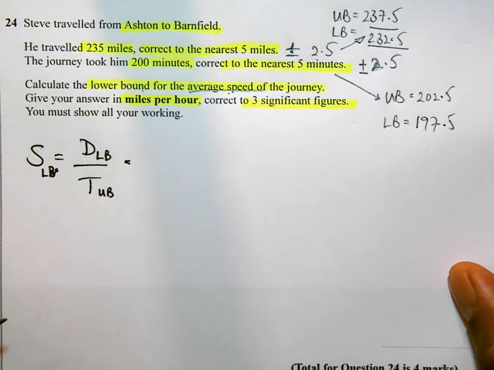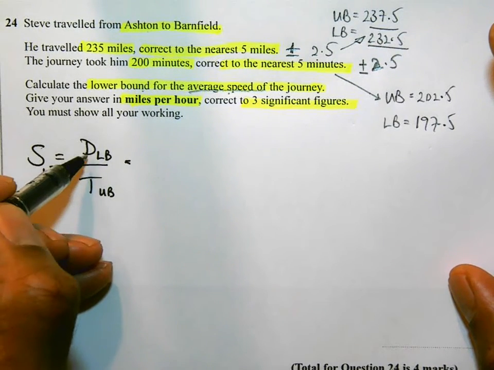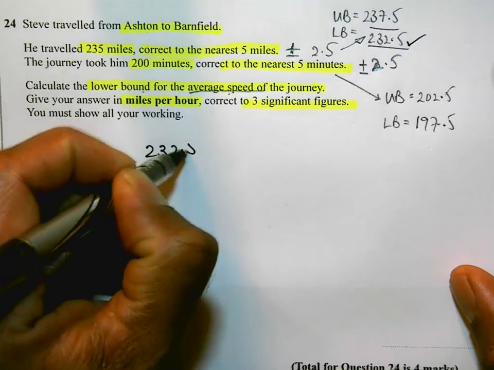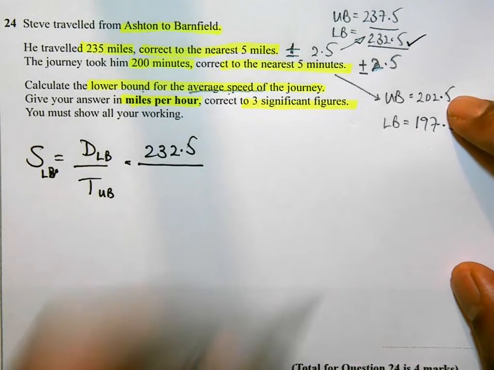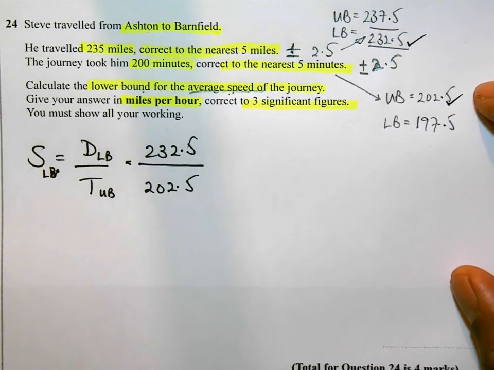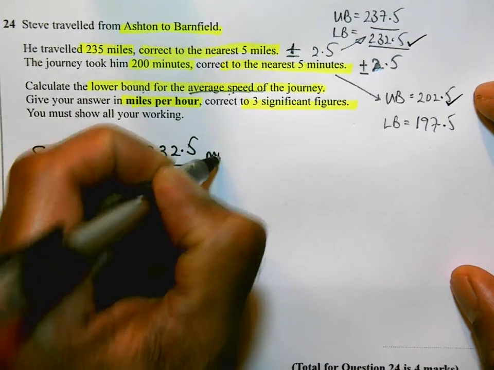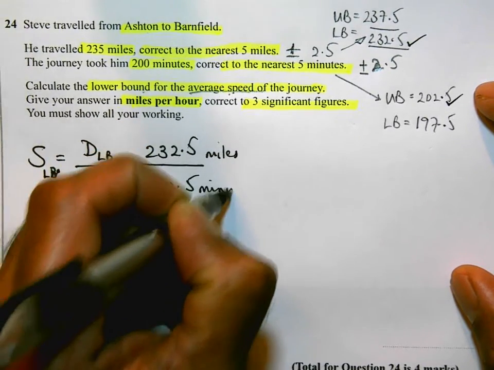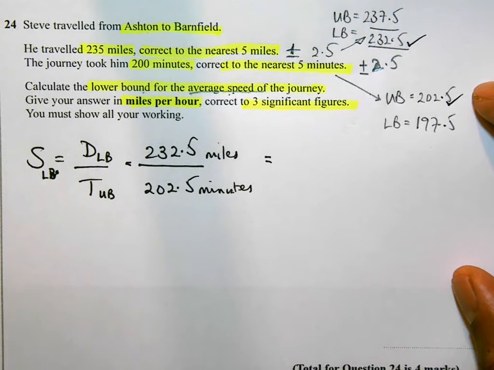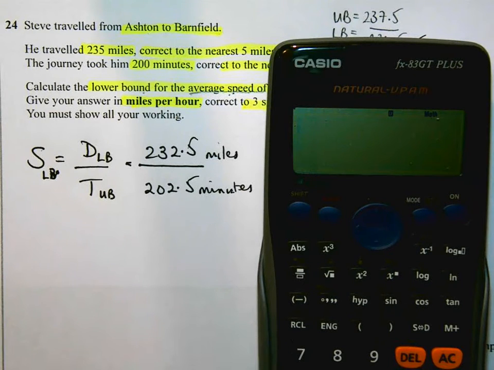So going back to this, I don't need to use all 4 of these numbers. I need the lower bound for the distance, which is 232.5, divided by the upper bound for the time, which is 202.5 minutes. Okay, now this is miles, this is minutes. The question said to work out his speed in miles per hour. All right, so I'm staying aware of that. I'm going to work this forward.